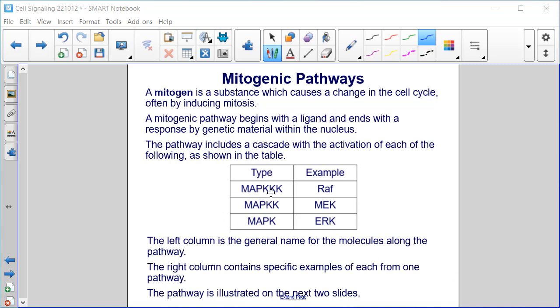So MAPKKK, MAPKK, MAPK. The right column contains specific examples of each from one pathway. So maybe RAF, MEK, ERK. The pathway is illustrated on the next two slides.